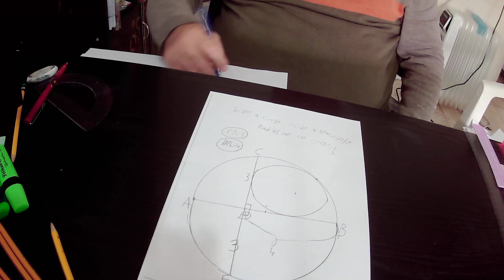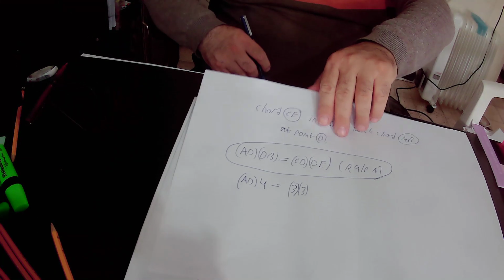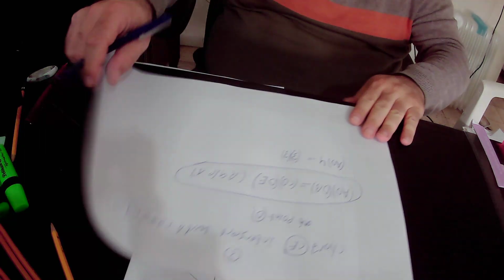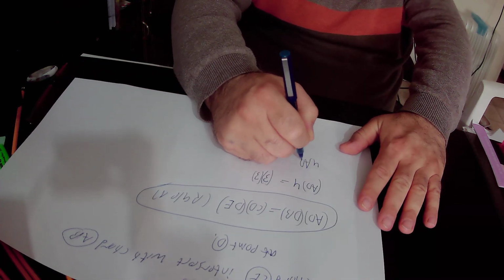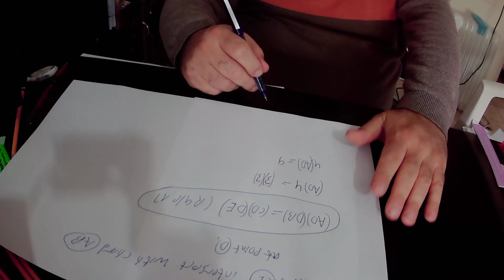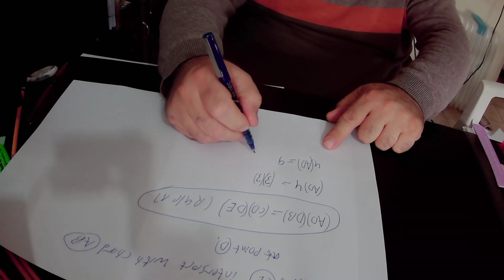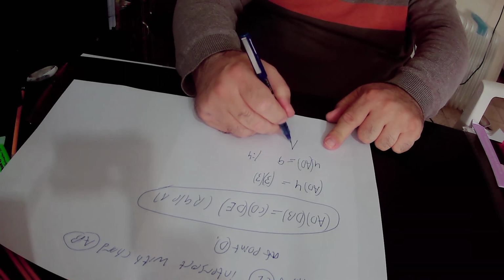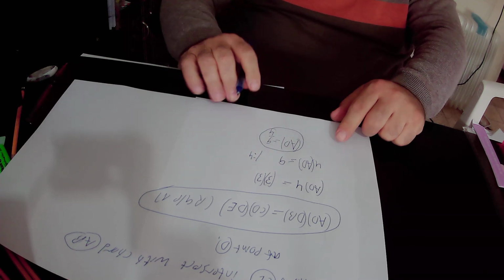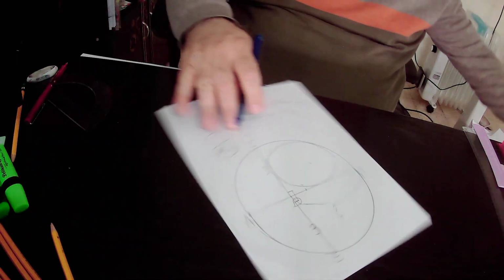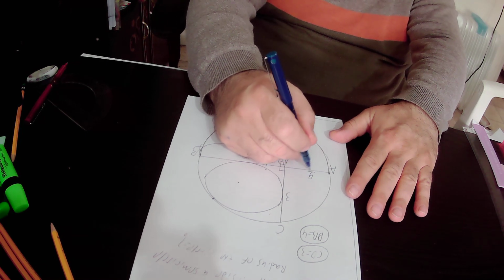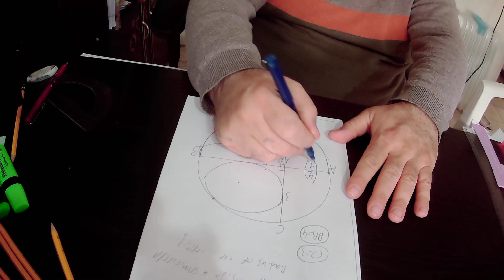So in conclusion, AD times 4 equals 3 times 3. That is to say, 4 times AD equals 3 times 3, which is 9. So 4 times AD equals 9. We divide this equation by 4 and we get that AD, the missing line segment, equals 9 over 4 units. Okay?